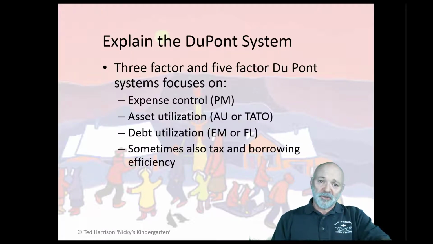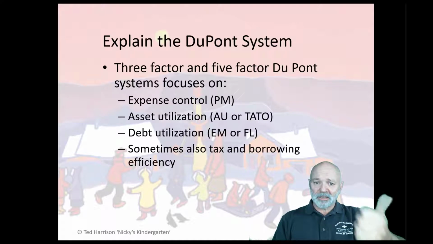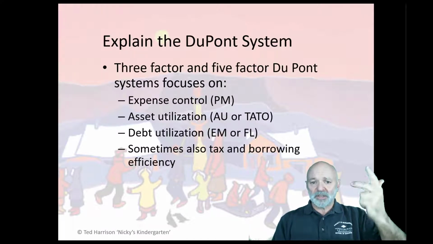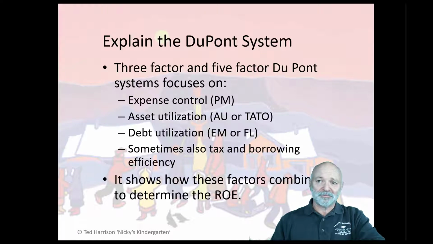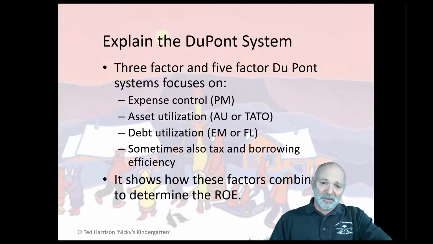For the purposes of our course, mostly we'll be looking at the 3-factor model: expense control, asset utilization, and the equity multiplier or financial leverage. These factors together will ultimately determine the rate of return on equity. And so we talk about the decomposition of ROE.